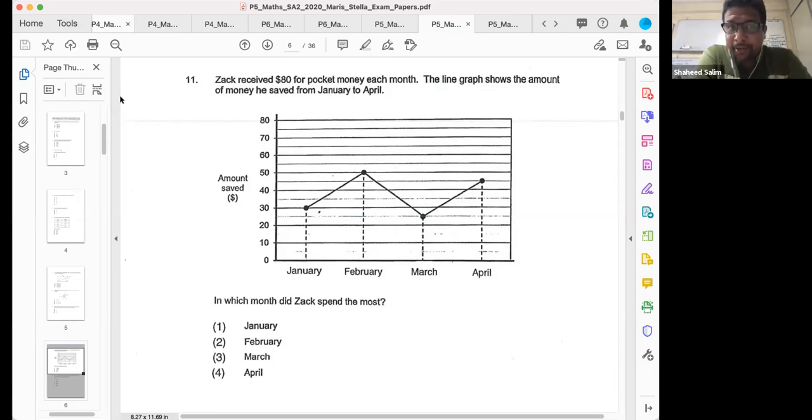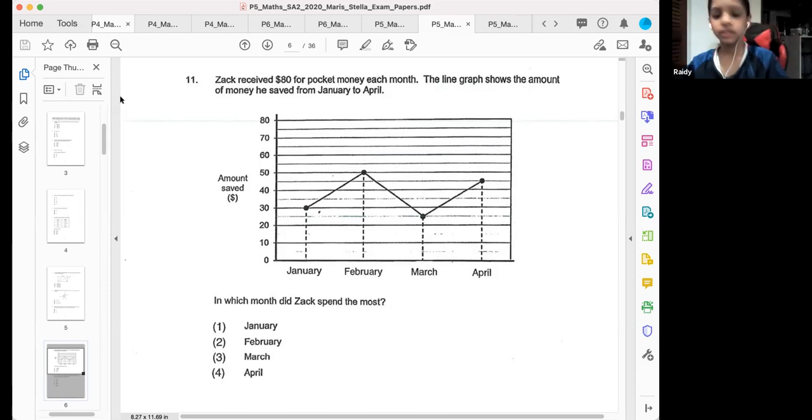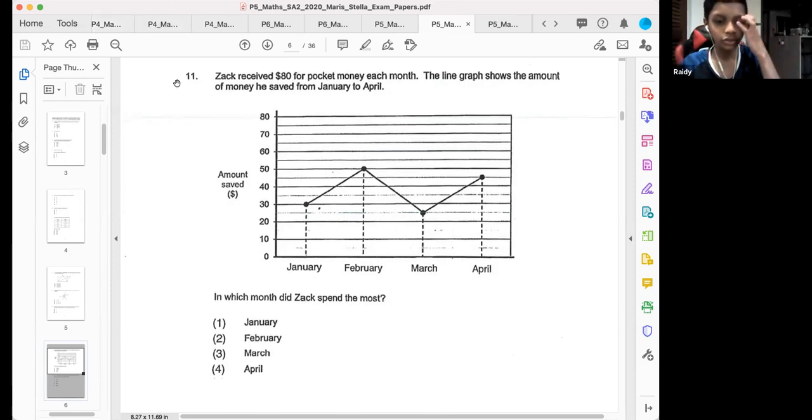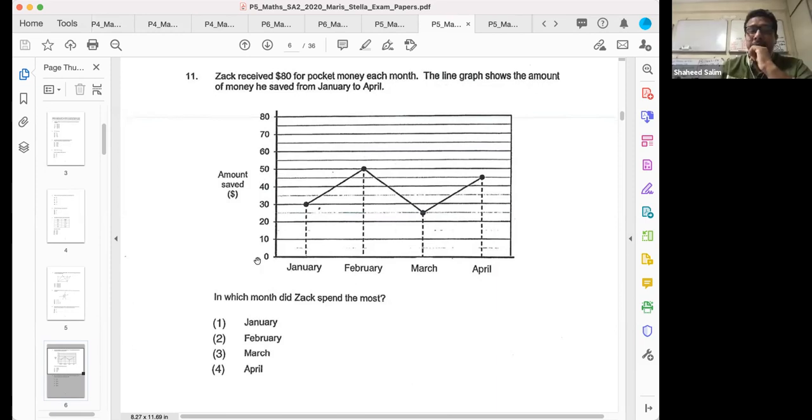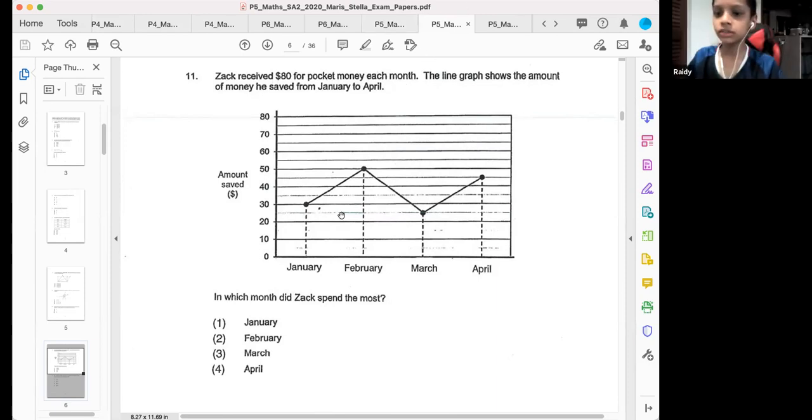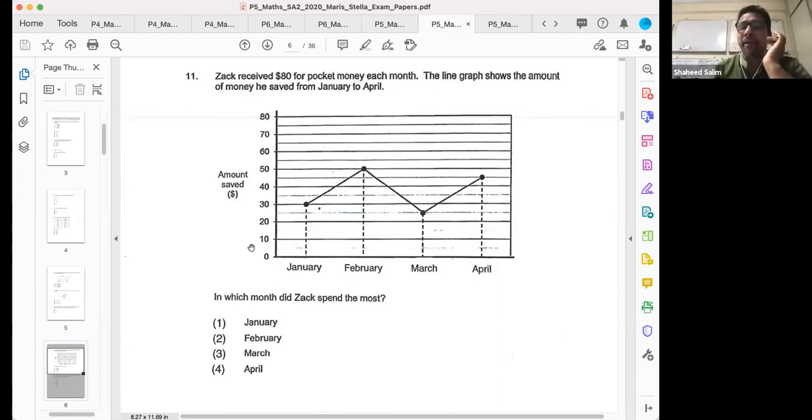Okay, you must understand very clearly. The graph shows the amount of money that is spent. No, sorry, it's the amount saved. You want the amount spent. Different, you know. So the least amount of money saved means the most amount of money spent. Congratulations, Raidi. Yes, Carissa, correct. Well done. Farish, well done.